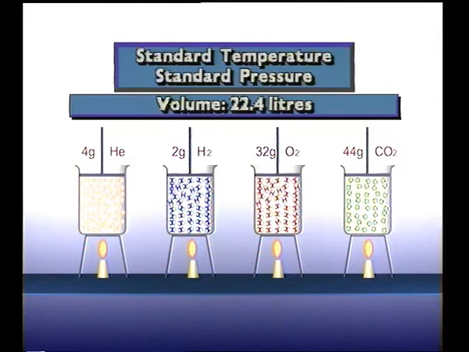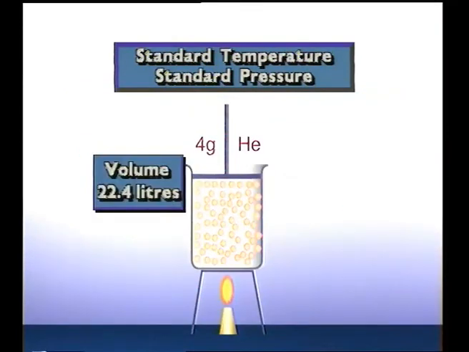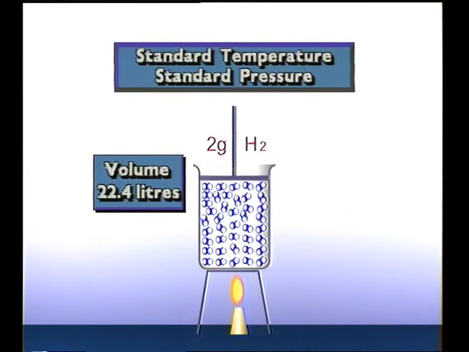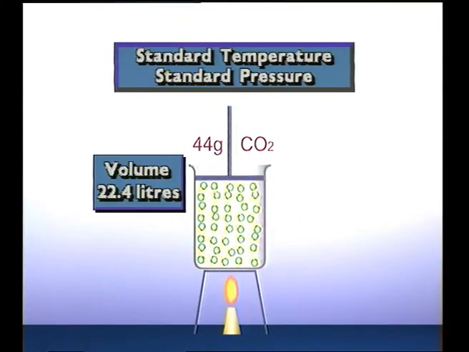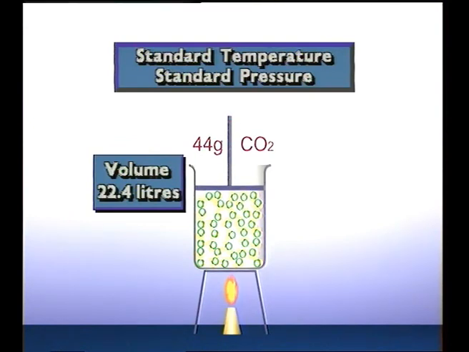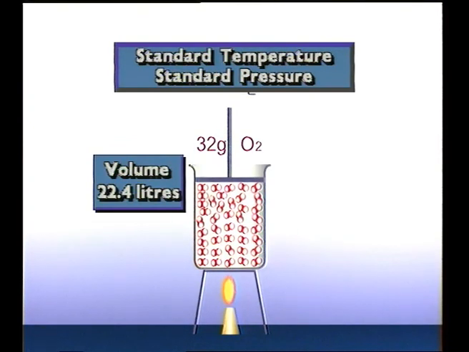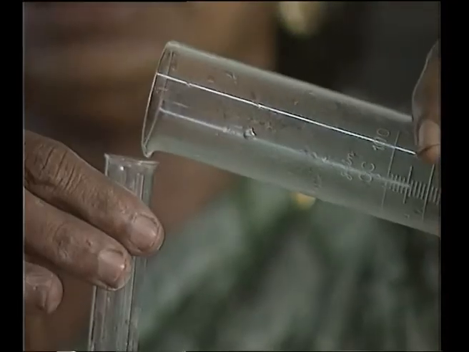If you bring 1 gram molecular weight of any gas under standard temperature and pressure, each element will have the same volume. For example, if we bring 1 gram molecular weight of gases like helium, hydrogen, nitrogen, carbon dioxide, and oxygen under standard temperature and pressure, each of these gases will occupy a volume of 22.4 liters. This is a phenomenon that led to the development of the mole concept.